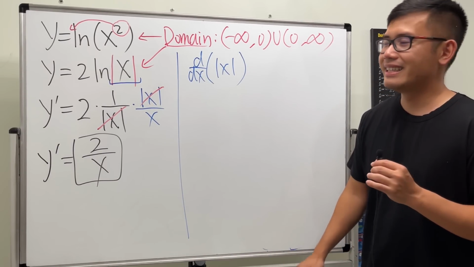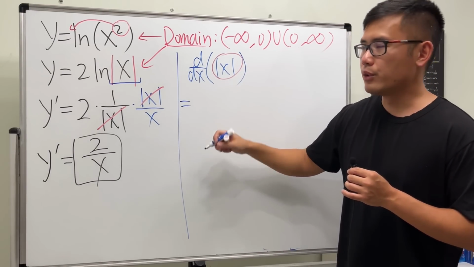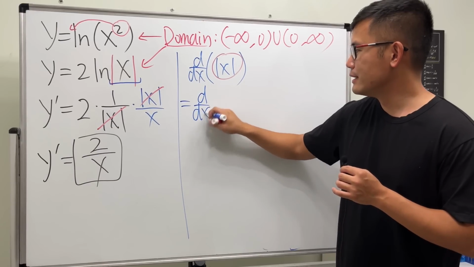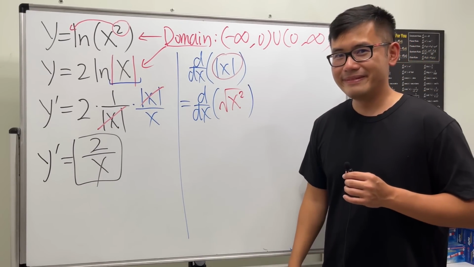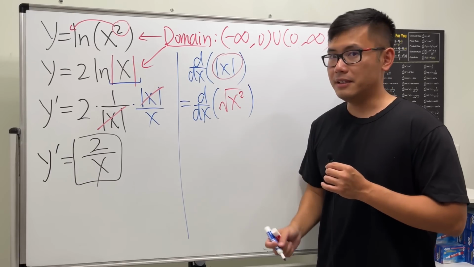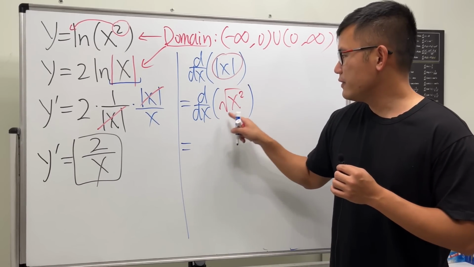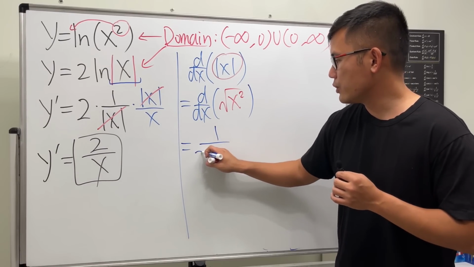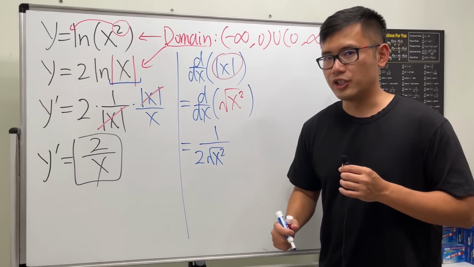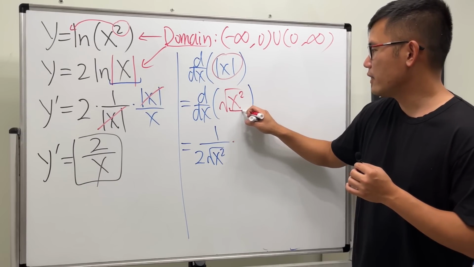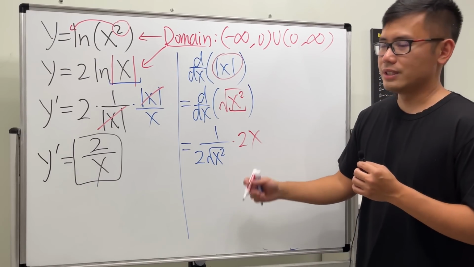Let's not do that. The better way to do this right here is we can rewrite the absolute value of x as the square root of x squared. Because once we look at it like this, we can just go ahead and do the usual business. The derivative of a square root function is just 1 over 2 times the square root of whatever that is. And then we use the chain rule, so multiply by the derivative of the inside. The derivative of that is 2x. And then we'll just simplify it.